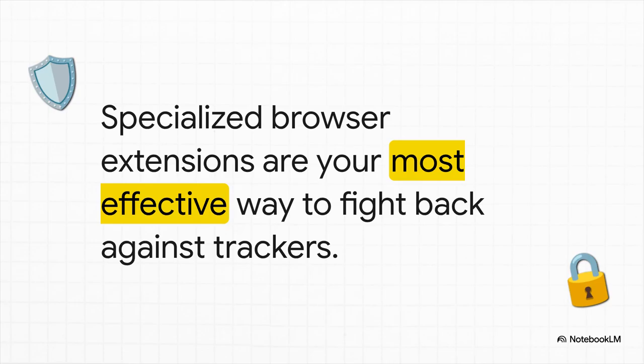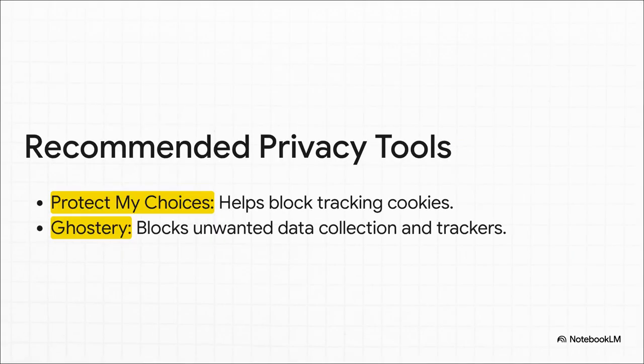Your first, and probably most effective, line of defense comes in the form of specialized browser extensions built specifically to protect your privacy. Two really great examples are Protect My Choices, which hones in on blocking tracking cookies, and Ghostery, which is a bit broader and blocks a whole range of trackers and data collection scripts. Seriously, installing one of these is a huge step in the right direction.